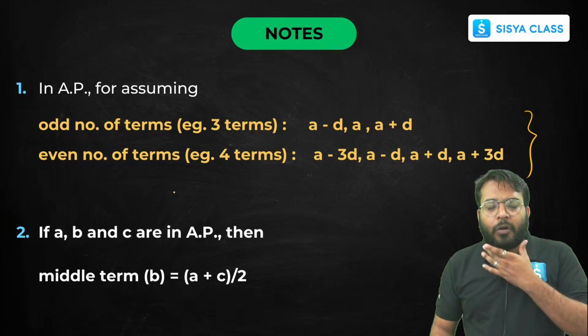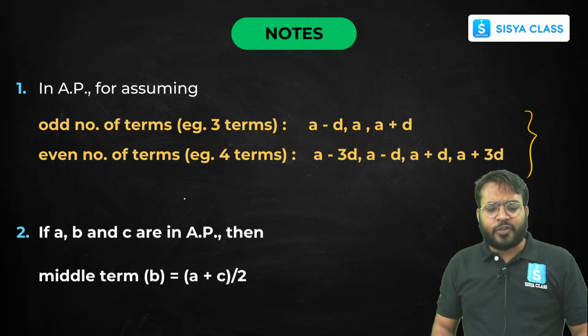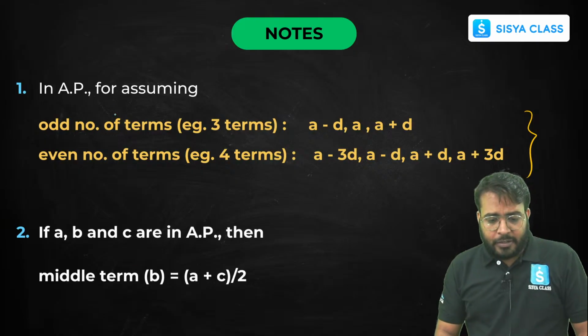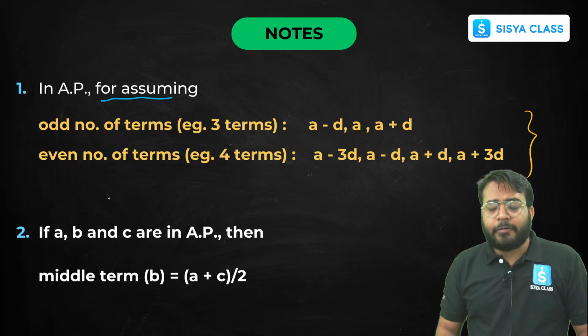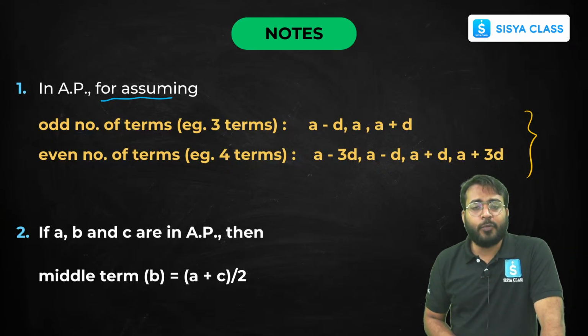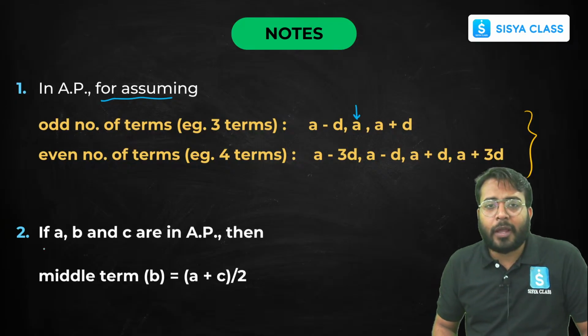Now what they are saying, suppose I have to assume an odd number of terms. Whenever you are going to assume an odd number of terms, suppose 3 terms, 5 terms, or 7 terms, what will you do, beta? You are going to take a as your middle one.